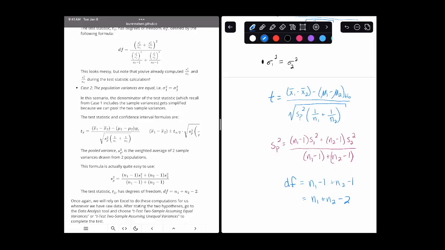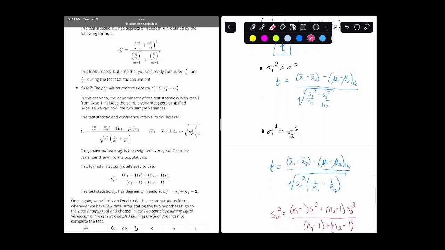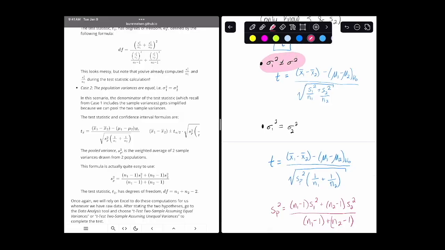But something that might be bothering you is this is all in this situation where we do not know the population standard deviations. And then I told you that our test statistic depends on whether our population variances are equal or not equal. That might seem weird. If I don't know the sigmas, how do I find out if the sigma squareds are equal or not equal? That might seem kind of weird.